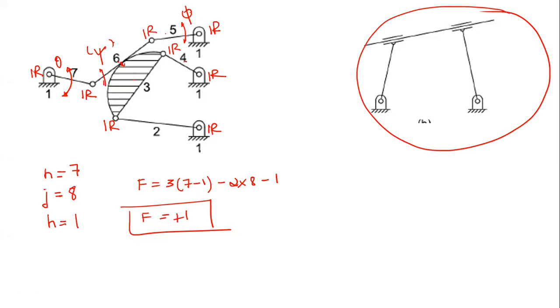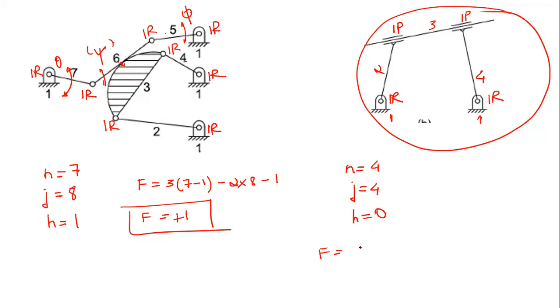Okay, so this is something interesting. So let us again count it. So now 1, 2, 3, 4. So how many links are there? It is very easy. N is equal to 4. Now the number of simple pairs, right? So it will be 1R, 1P, 1P, right? Then again 1R, right? So how many simple pairs are there? 4, correct? Now higher pair is equal to 0.